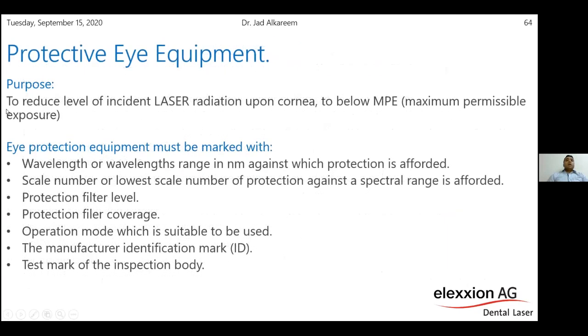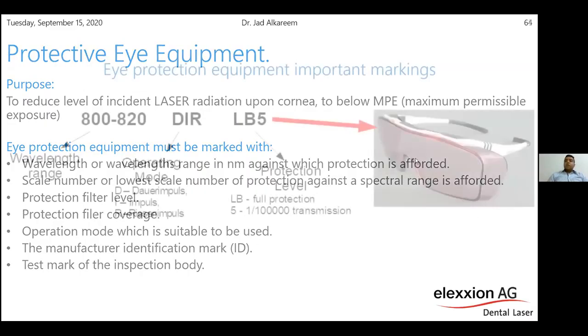Here we will speak about the protective eye equipment. Each pair of protection glasses has different markings on it. It will show you the wavelengths that these glasses are suitable for. It will also tell you where the filter is applied on your glass, whether it is a full coverage filter or partially covered. It will also tell you the protection level of this filter, how long these glasses are going to last against the reflected energy. You can see these are the glasses.